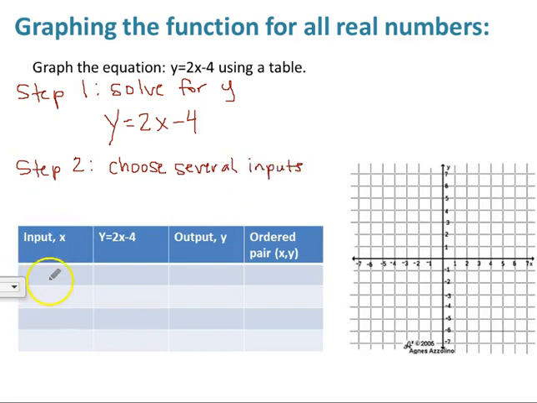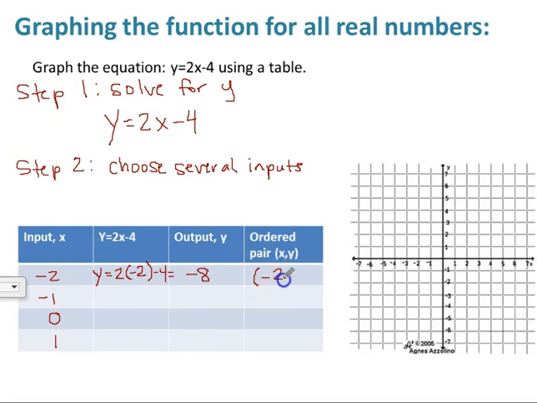I always like to do some negative and some positive, so we'll do -2, -1, 0, 1. You can do more if you want. When my x value is -2, I plug it into this equation to find my y. So 2 times -2 minus 4. What's my output when I do that? 2 times -2 is -4. -4, take away another 4, we get -8.